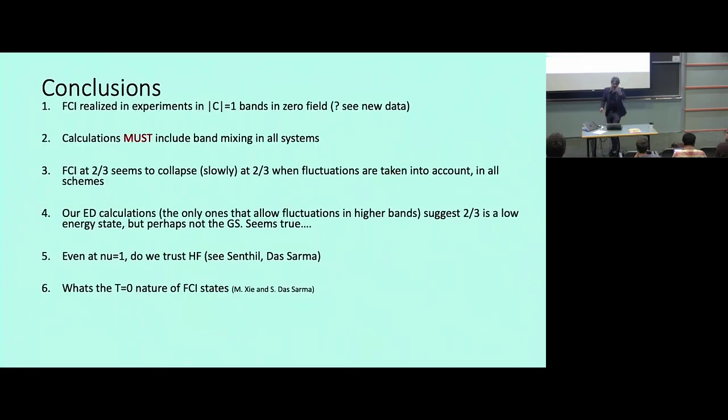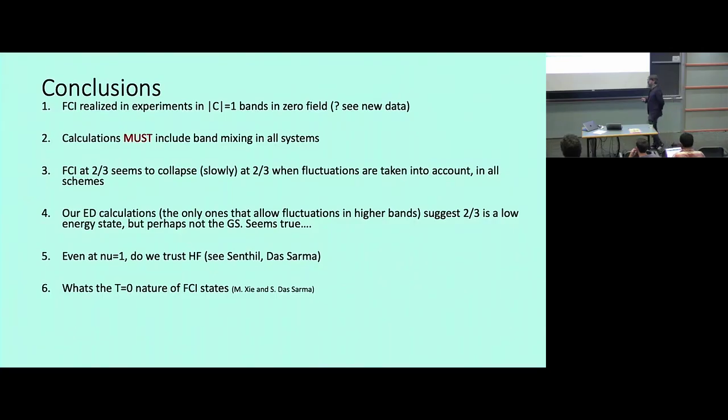So this is finally my conclusion, and the conclusion is that calculations must include band mixing in all FCA systems. The FCA at 2/3 seems to collapse slowly when fluctuations are taken into account. It's in the low energy Hilbert space, but it collapses. And they suggest that 2/3 is a low energy state, but perhaps not the ground state.